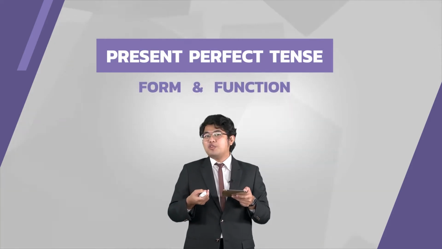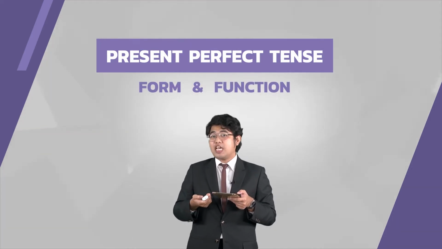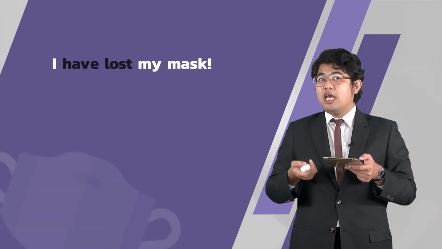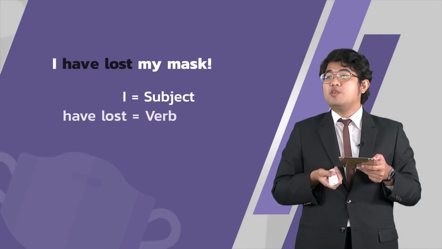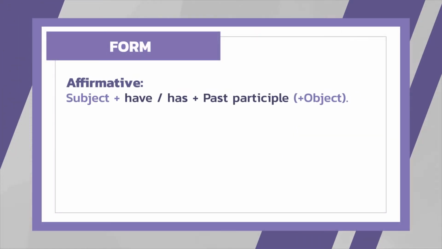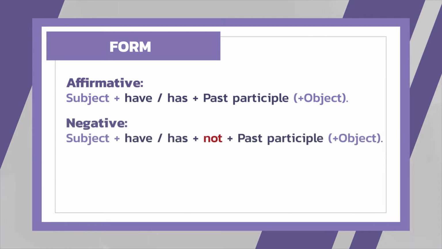Okay, next it's about the form and function of the present perfect tense. This is the example: I have lost my mask. I is the subject, right? Have lost is the verb of this sentence and my mask is the object, right? Okay, next I will show you the form of the present perfect. For the affirmative, you see it starts with the subject and you use have or has plus past participle plus object. For the negative: subject plus have or has not plus past participle plus object.